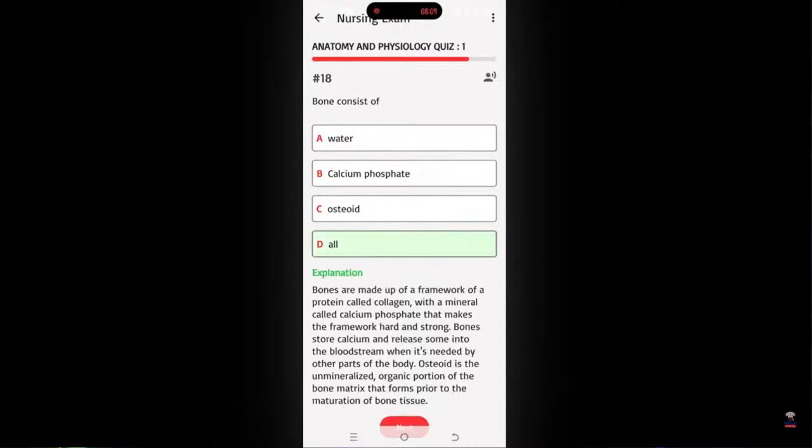Correct answer. Bones are made up of a framework of a protein called collagen, with a mineral called calcium phosphate that makes the framework hard and strong. Bones store calcium and release some into the bloodstream when it's needed by other parts of the body. Osteoid is the unmineralized, organic portion of the bone matrix that forms prior to the maturation of bone tissue.